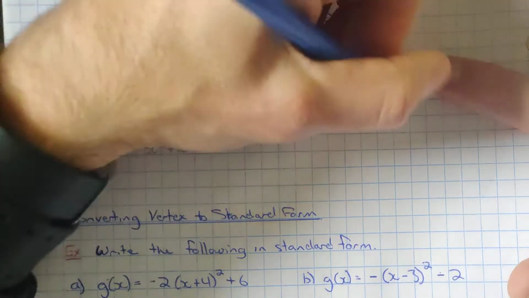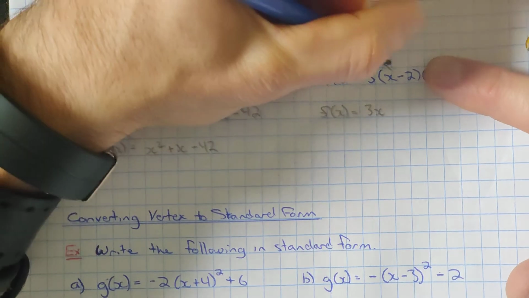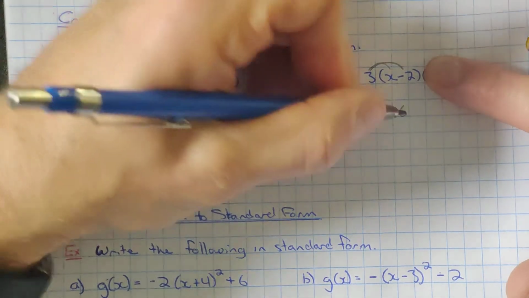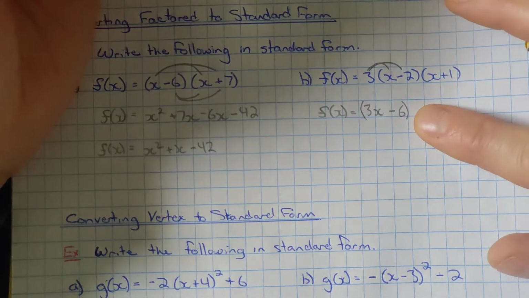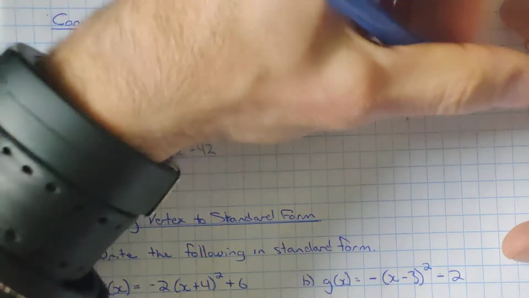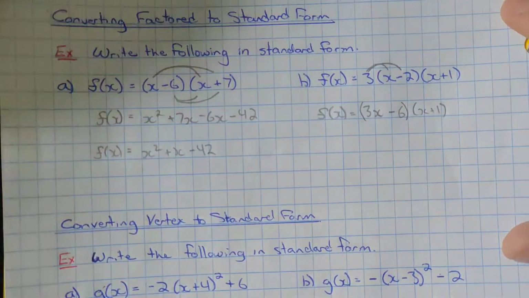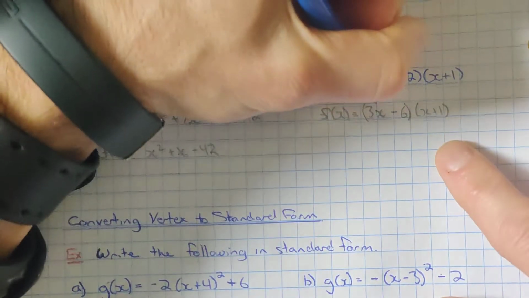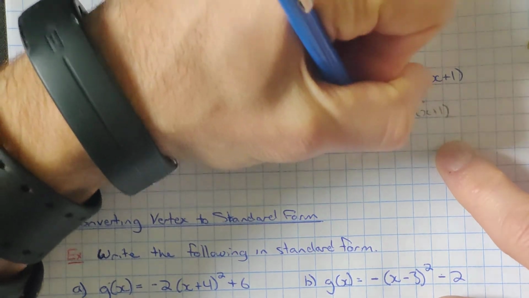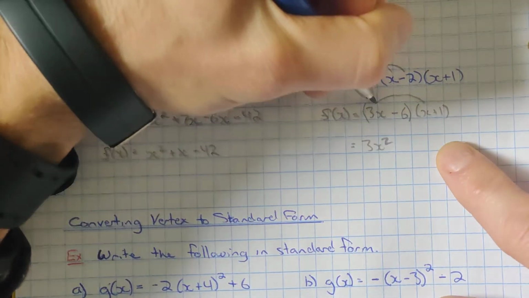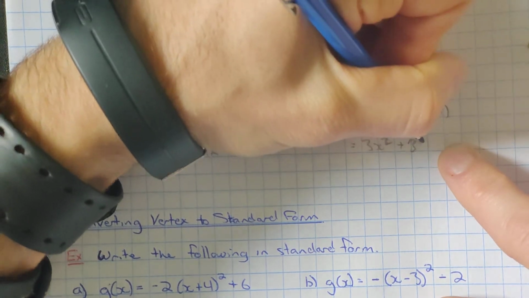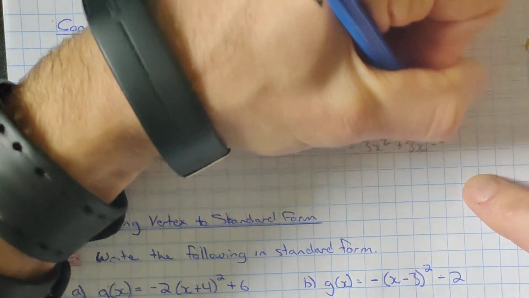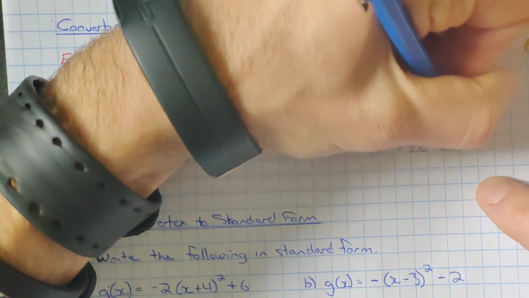So I got 3 times x, which is 3x, and 3 times negative 2, which is negative 6. Now, because I have the two sets of brackets, I'm going to put this in brackets. And now I still have to worry about the x plus 1. So now I have something just like this, and I multiply it out the same way. 3x times x is 3x squared. 3x times 1, just plus 3x. Negative 6 times x is going to give me negative 6x. And negative 6 times 1 is going to give me negative 6.